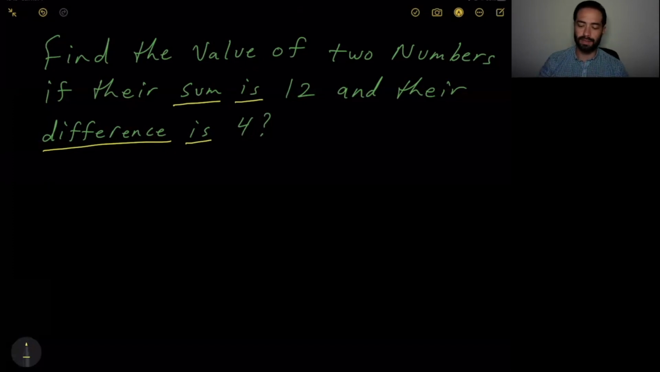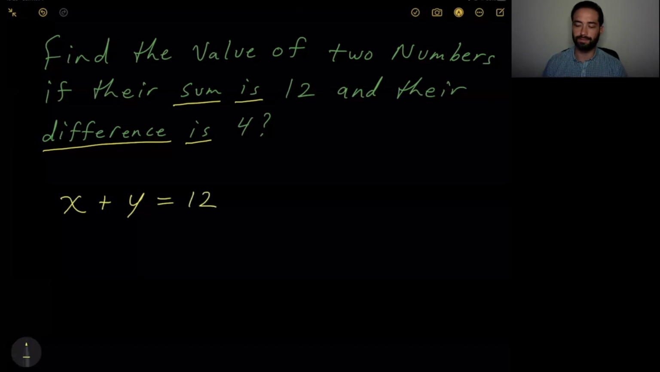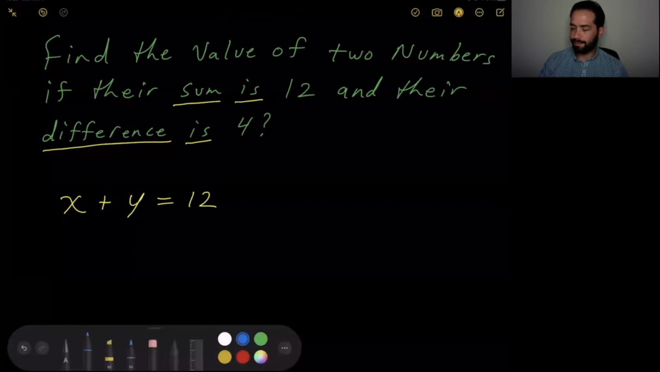So remember, we don't know what these are, so we're just going to call them X and Y for the two numbers. Now, the very first thing said: their sum is 12. Well, sum means the answer to an addition problem. So we do X plus Y. "Is" means equals. So equals 12. Okay, now we've got another equation.